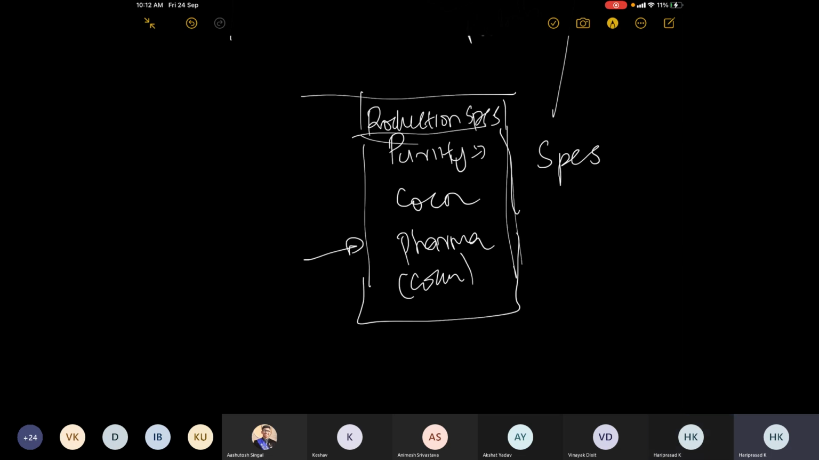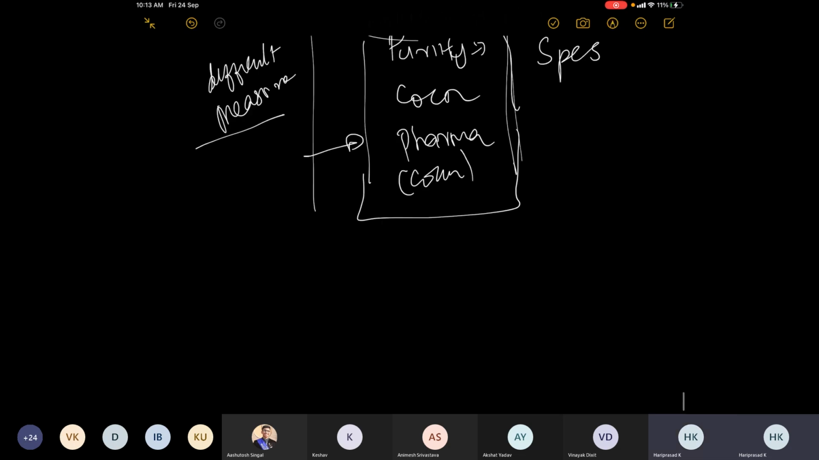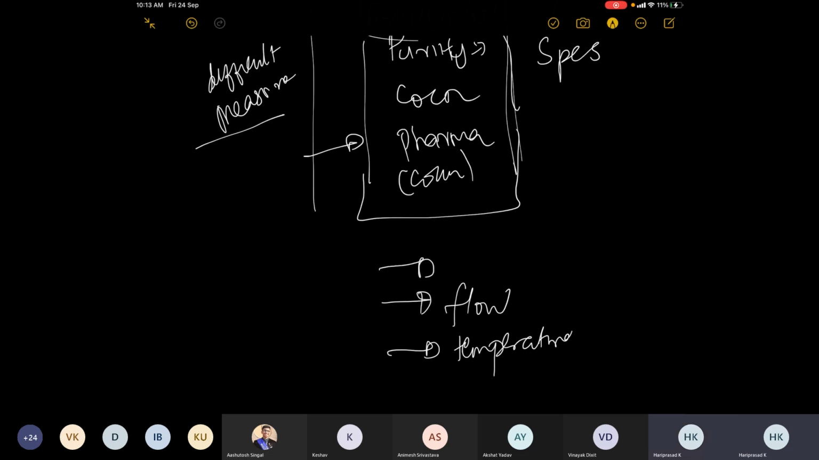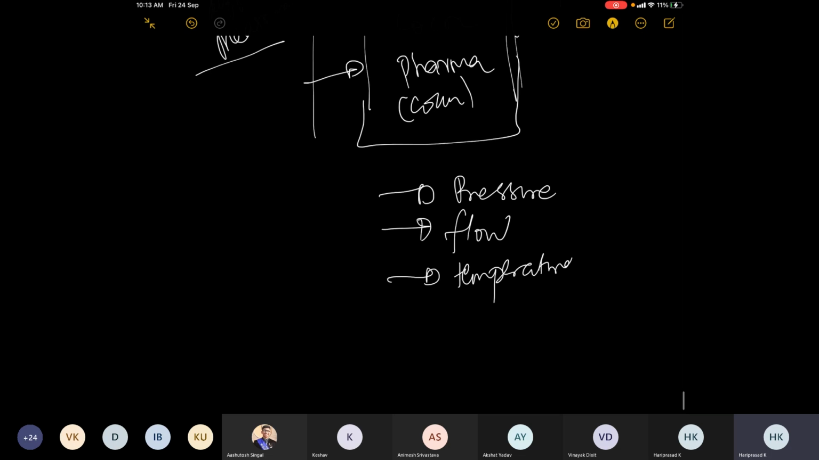These specs, which are typically the production specs, are very difficult to measure compared to other variables. So what are the other variables which are easy to measure? It could be flow, temperature, or pressure. These three, flow, temperature, and pressure, are typically the variables which are easier to measure.